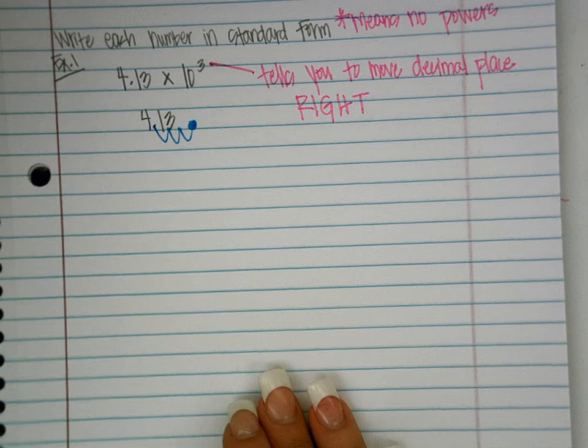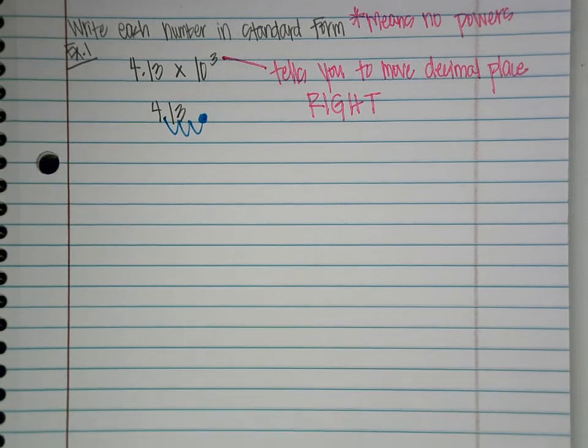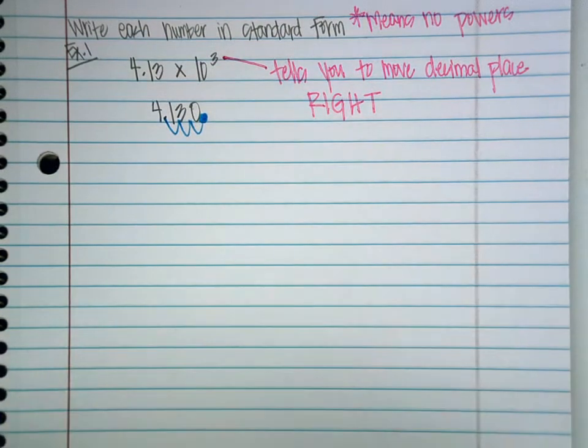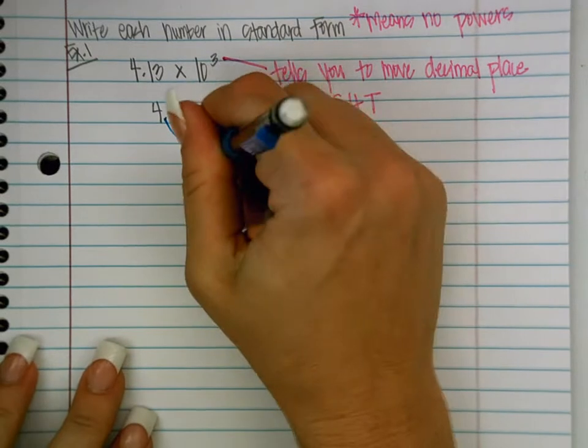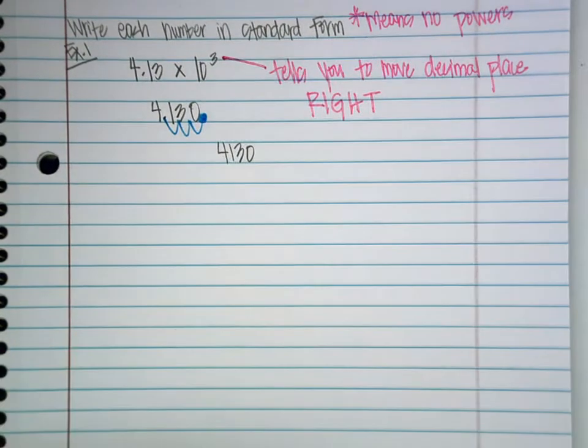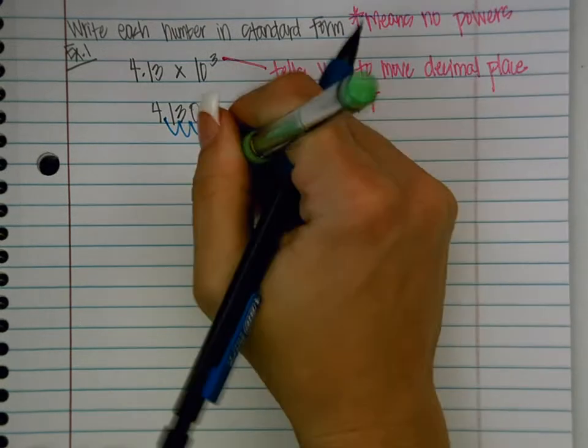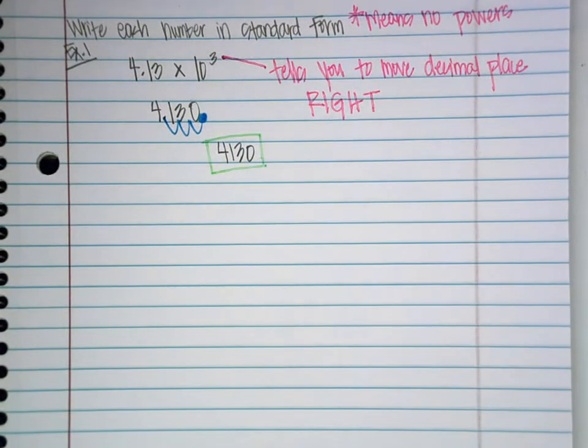And the reason is, do you see how there's like a missing space there? There's a missing space. What do you think we're going to put in there? A 0, exactly. So really, 4.13 times 10 to the third power is 4130. That's the answer that I'm looking for here. 4,130. Yes, 4,130 is the actual answer that I'm looking for.